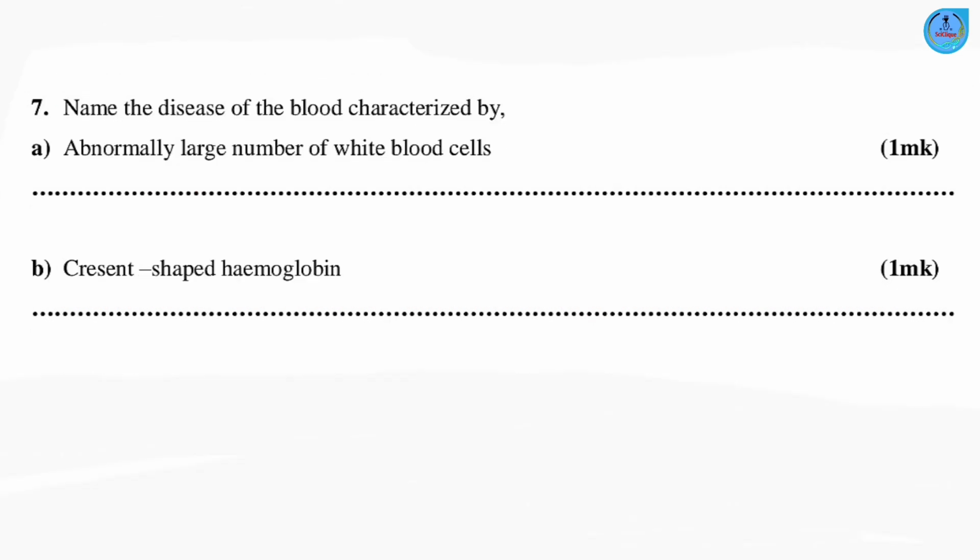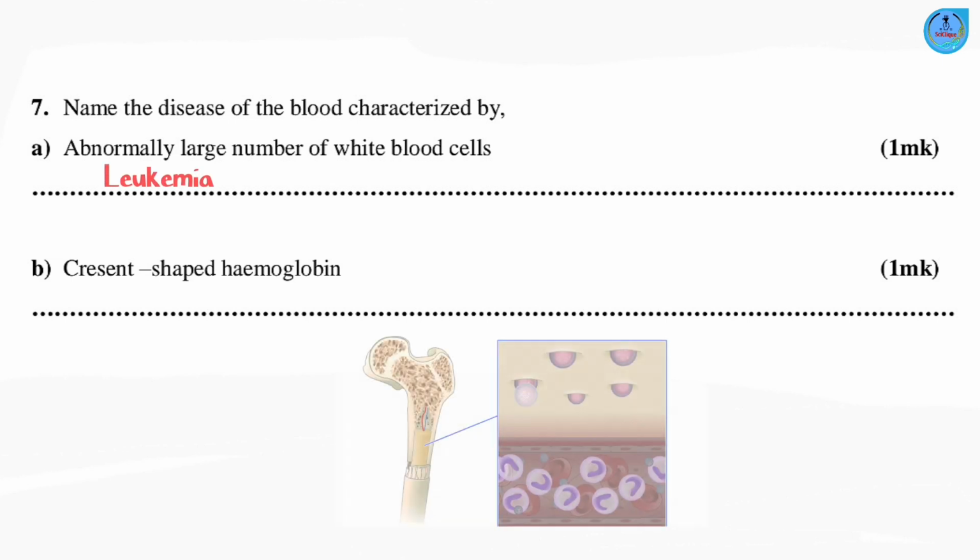Question number 7. Name the disease of the blood characterized by part A, abnormally large number of white blood cells. Now, this disease is leukemia. So leukemia is a type of cancer that affects the bone marrow. And this is where blood cells such as red blood cells and white blood cells are produced. Now, the reason why leukemia happens is because of certain mutations that cause the bone marrow to keep on producing a lot of white blood cells.